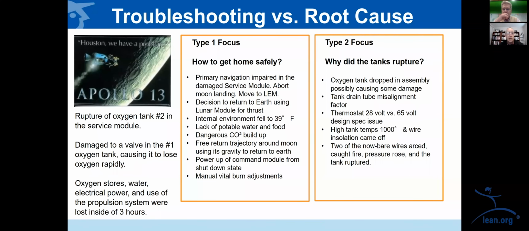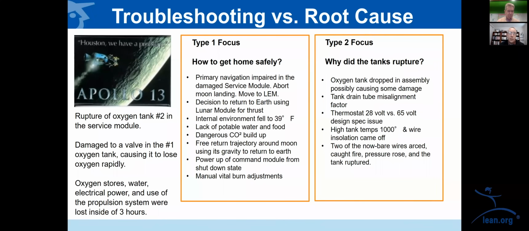There was also then a damage to a valve in the number 1 oxygen tank, causing it to lose oxygen. And they lost oxygen stores, water, electrical power, use of their propulsion system, everything in 3 hours. Houston, yeah, we got a problem. And the movie was about the heroic efforts to abort the mission and get home safely. They did a variety of things to go around the moon, using the lunar module for thrust instead of the service module. The environment fell to 39 degrees.